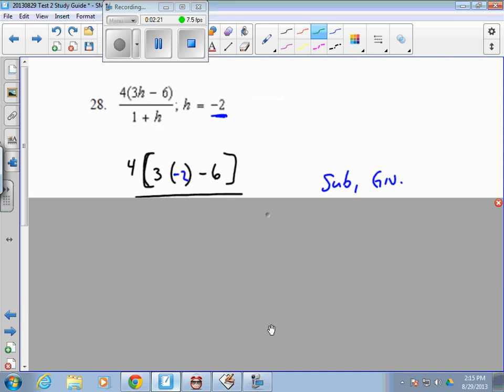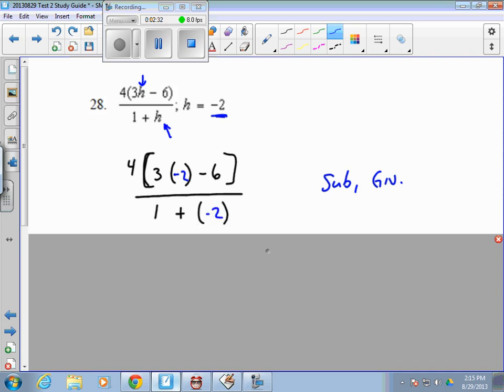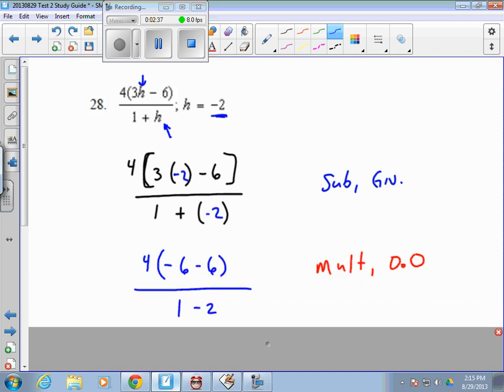28, we're simplifying when h's value is negative 2. So in place of both of the h's, we have two values that are h's, here and here. We're going to plug in negative 2. So the first thing we're going to do is substitute given values. The next thing we're going to do is what's inside parentheses, or the innermost grouping symbols, which shows that we need to multiply. 3 times negative 2 is negative 6. And negative 6 minus 6 is going to be multiplied outside times 4 over 1 minus 2. That's multiplying because of your order of operations.